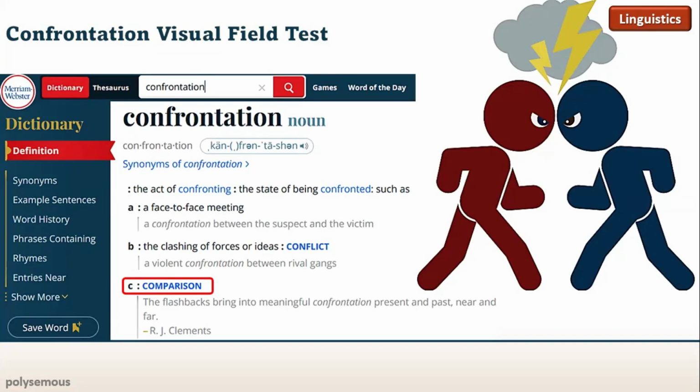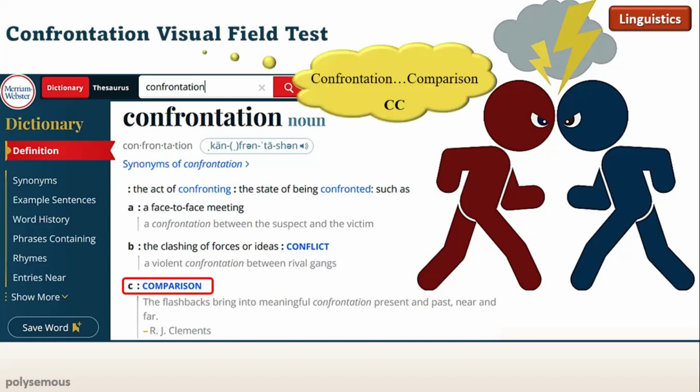But we are not using this meaning. We are using the meaning of comparison. So simply you are comparing your visual field, the doctor's visual field, with the patient's field, provided your visual field is normal, of course. So just view confrontation visual field test as a comparison. So confrontation here means comparison, like CC.